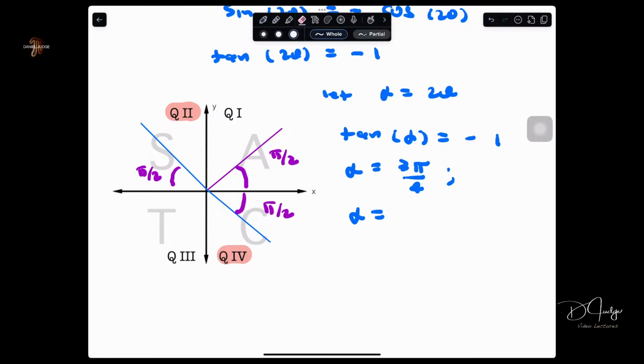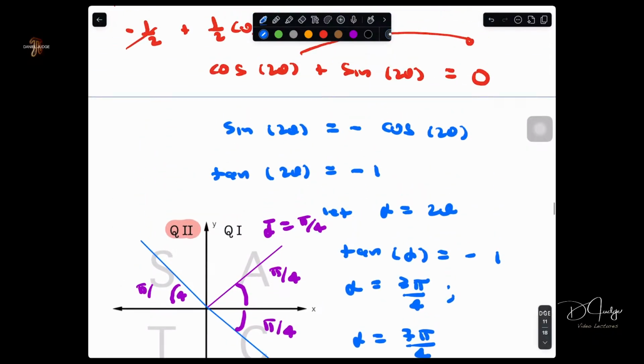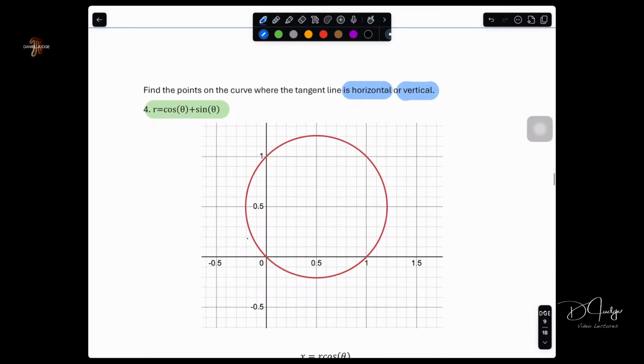But that means alpha is going to be... Reference angle is pi over 4, not pi over 2. So we get 3 pi over 4 and 7 pi over 4. These are the two solutions here for alpha. Okay?